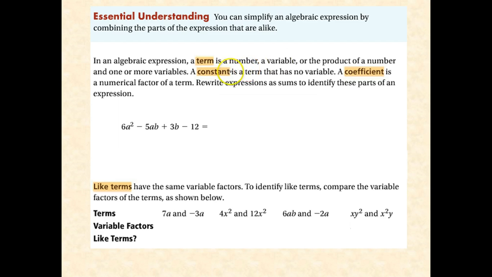A constant term is a term that has no variable. We call it constant because it doesn't change. This term is constantly going to be negative 12. This term is going to change depending on what b is.